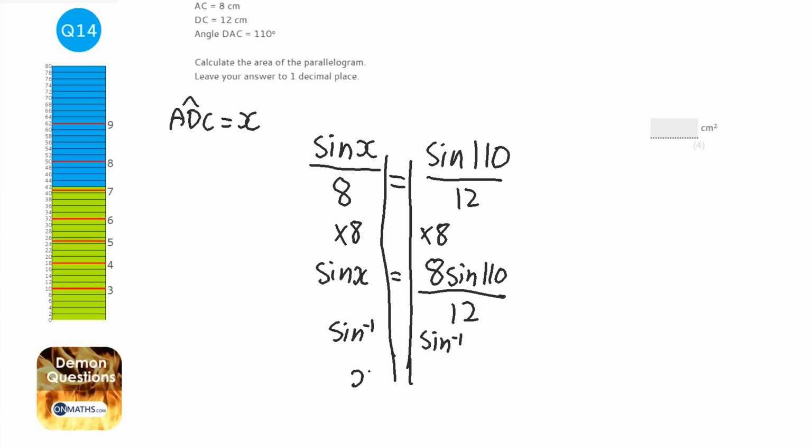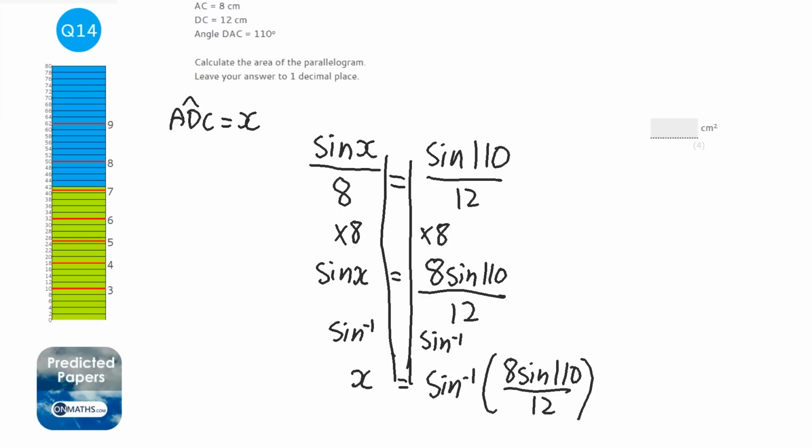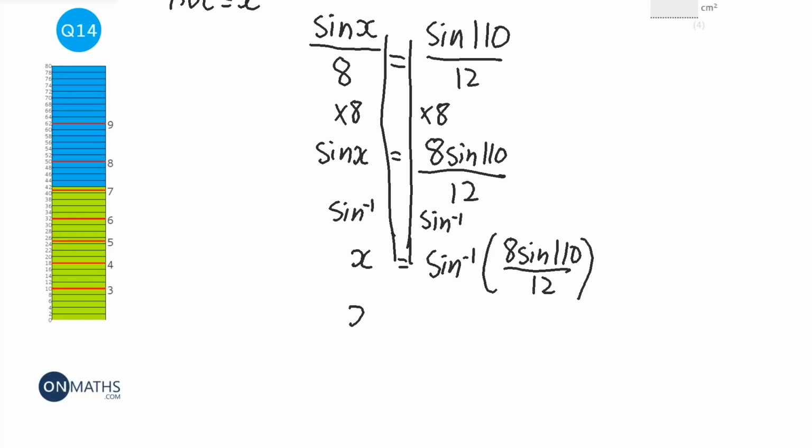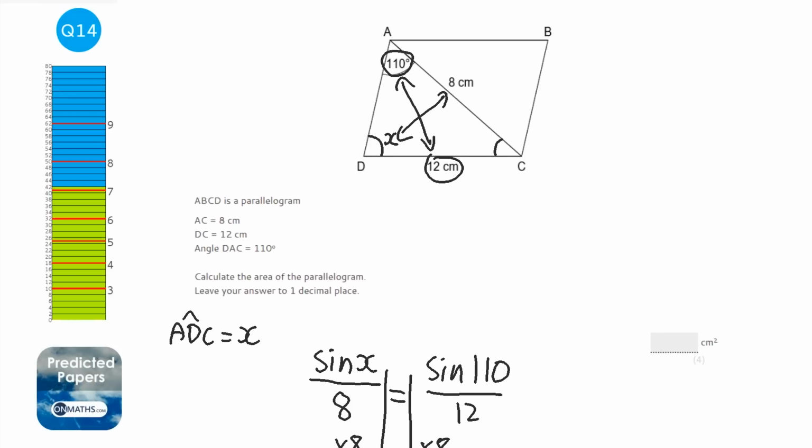So X is going to be the inverse sine of 8 sine 110 over 12. So let's get my calculator. Inverse sine, fraction button, 8 sine 110, close the brackets, over 12, and then come out of the fraction, close the brackets. So that tells me that X is 38.789 and so on. Now I want to keep the accuracy if I can, so I'm going to keep that in my calculator. And then I'm going to add that to the 110 to work out what this angle here is. And I'm going to call that Y. So what is this?